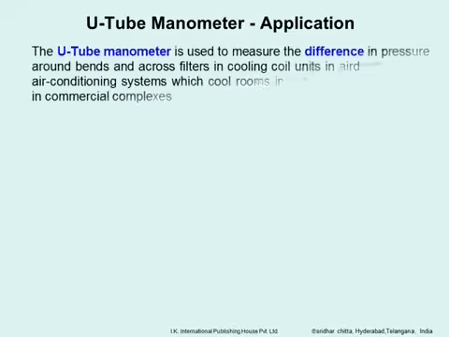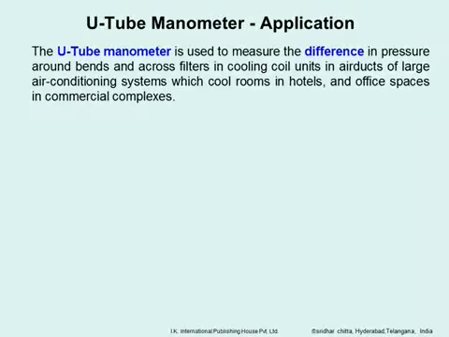The U-Tube manometer is used to measure the difference in pressure around bends and across filters in cooling coil units in air ducts of large air conditioning systems which cool rooms in hotels and office spaces in commercial complexes.